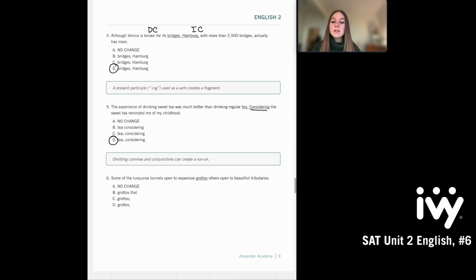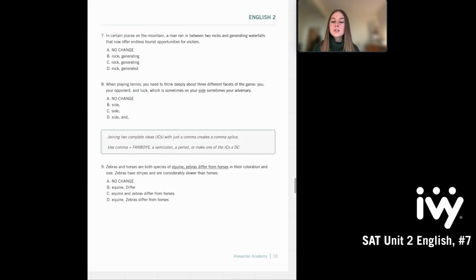Another problem we might notice is run-on sentences. Omitting necessary commas and conjunctions can create run-on sentences. Number 6, some of the turquoise tunnels open to expansive grottos, others open to beautiful tributaries. Here we need a semicolon to separate the two independent clauses, the first going up to grottos, and the second beginning with others. Those are two independent clauses because they could stand alone as sentences. Choice C combines them with a semicolon.